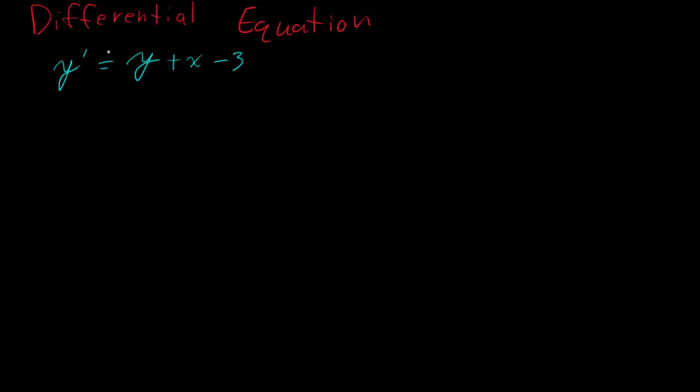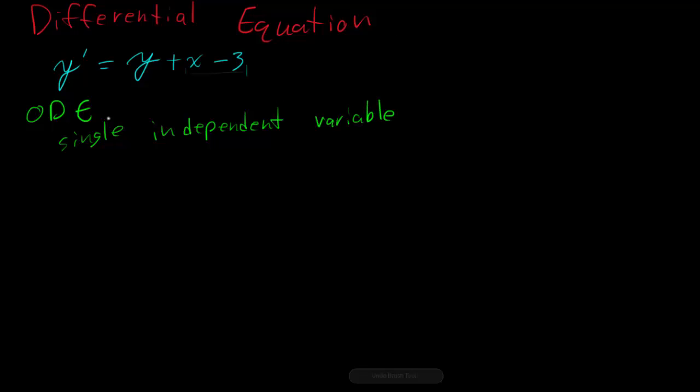So you'll notice I have a derivative of y, and I have y itself, and then I have some independent variables. An ordinary differential equation, we'll abbreviate as ODE, is a differential equation that has a single independent variable. A differential equation that has more than a single independent variable is a partial differential equation, and I won't be covering those. We can further delineate ordinary differential equations with the degree and the order.